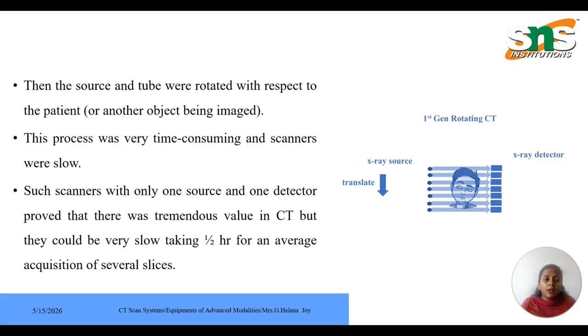Then the source or the tube was rotated with respect to the patient or the object being imaged. This process was very time consuming, and the scanners were slow. Such scanners with only one source and one detector proved that there was tremendous value in CT, but they could be very slow, taking, for example, half an hour on average for the acquisition of several slices.